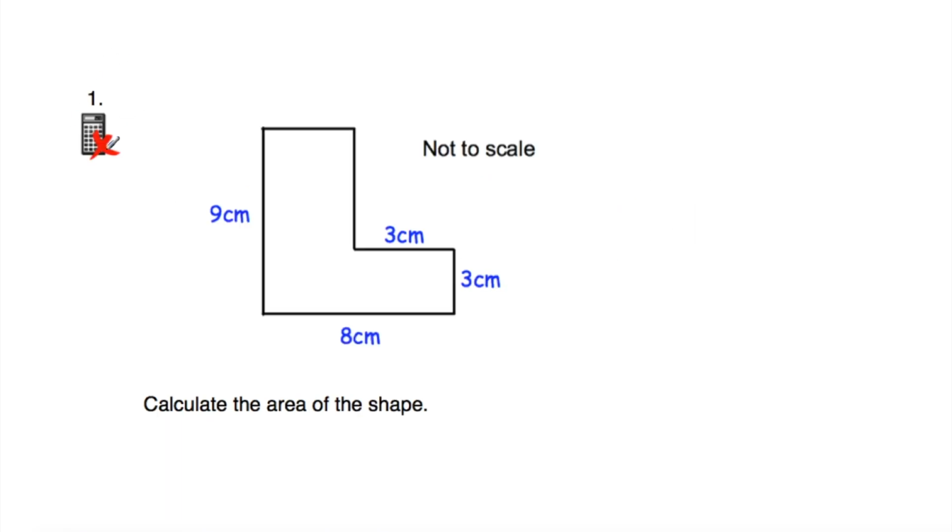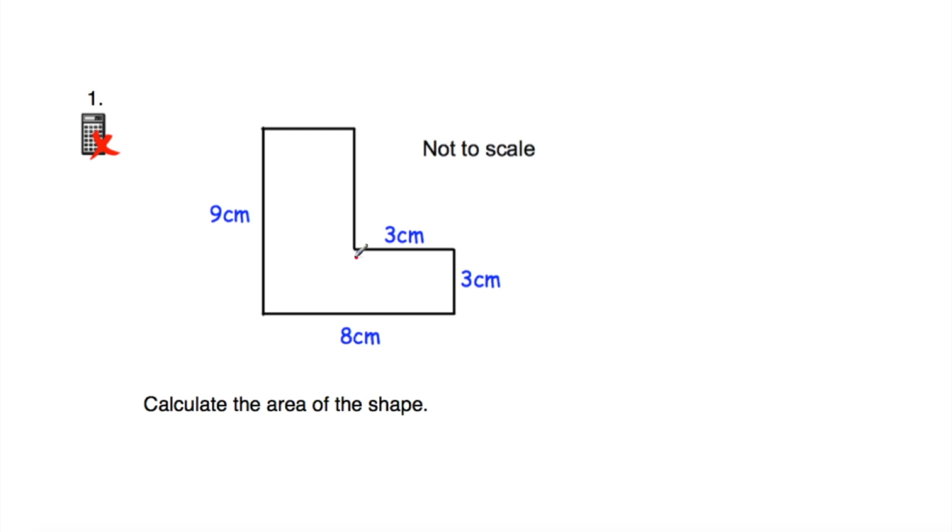Okay, let's have a look at our first question, question number 1. It's a non-calculator question, and we've been asked to calculate the area of this shape. So we've got this compound shape, so two shapes put together, and we've been asked to calculate its area, so let's split it into two smaller shapes. Now we could cut it down here vertically like so, and you'd have this square and this rectangle here. Alternatively, you could cut it across horizontally here and have this rectangle and this rectangle.